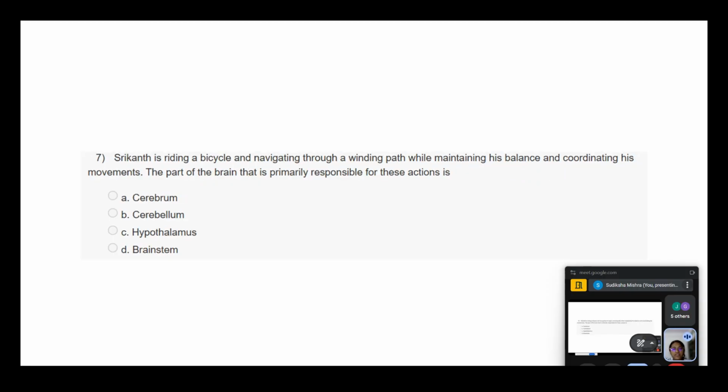Srikanth is riding a bicycle and navigating through a winding path while maintaining his balance and coordinating his movements. The part of the brain that is responsible for these actions is: cerebrum, cerebellum, hypothalamus, or brainstem. The answer is cerebellum.